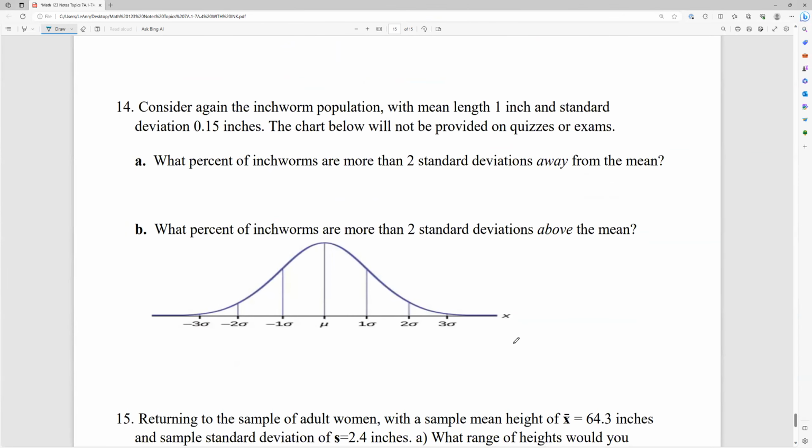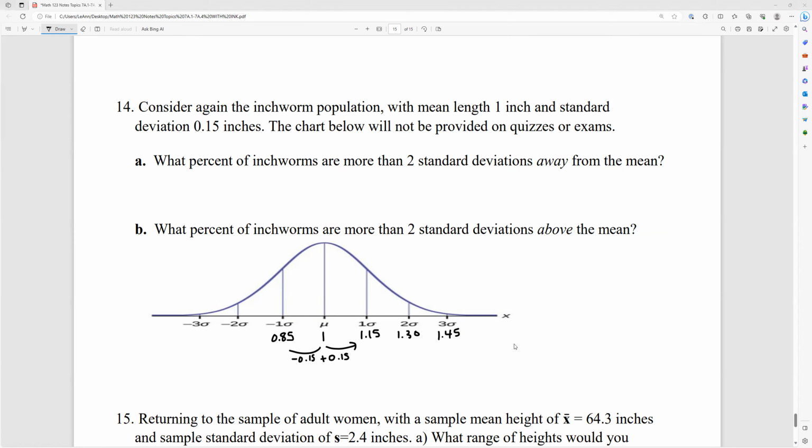All right, let's look at number 14. Consider again the inchworm population with a mean length of 1 and standard deviation of 0.15. So we're going to add that and subtract it to get our values down here. So it's easy to add it. That'd be 1.15, 1.30, and 1.45. If we subtract it, we get 0.85.